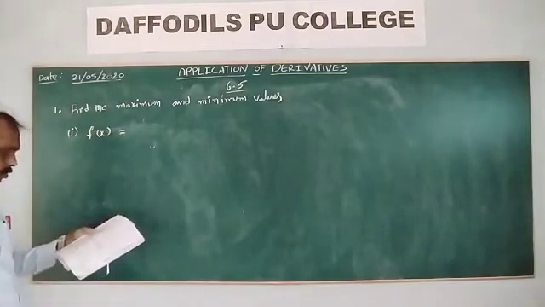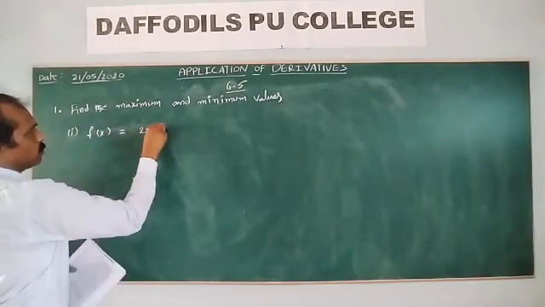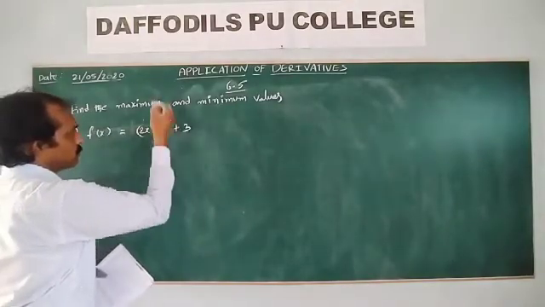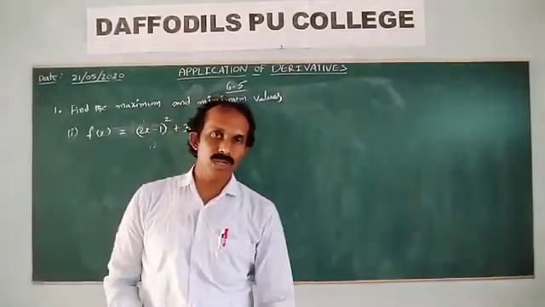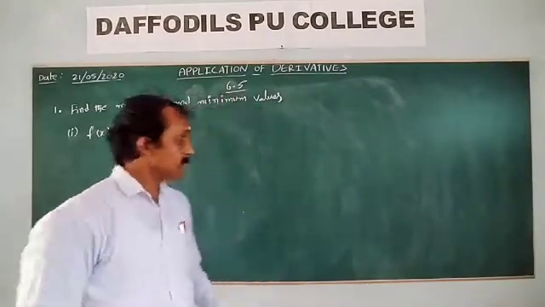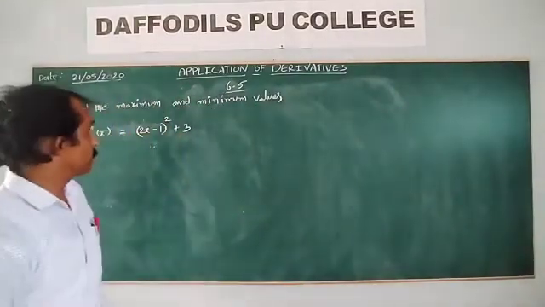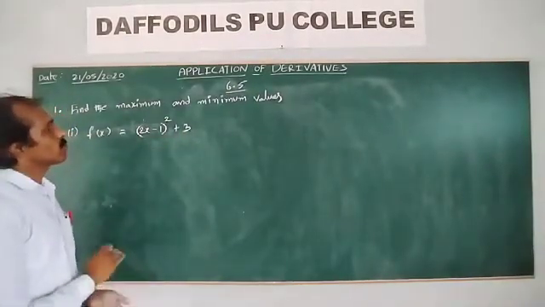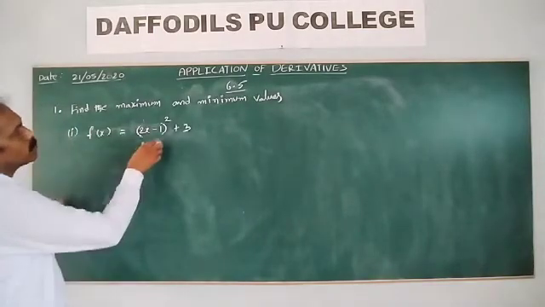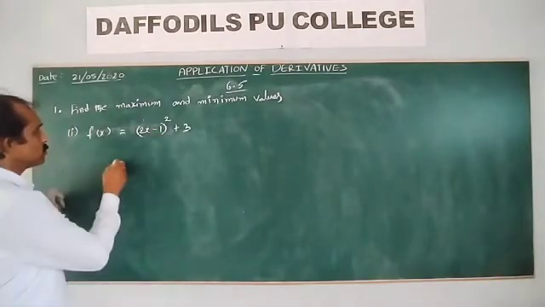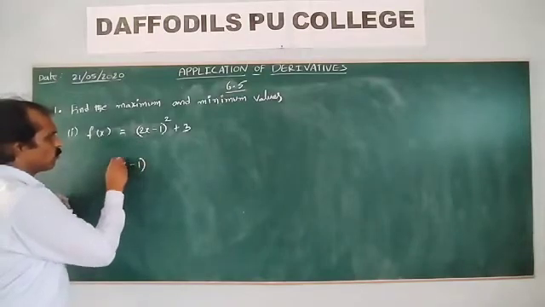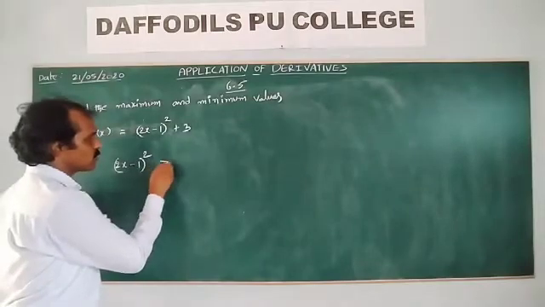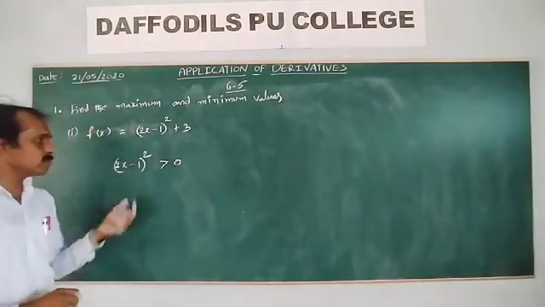f of x is equal to 2x minus 1 whole square plus 3. They just ask the maximum value. Okay, without using the derivative also we can do this one. Suppose 2x minus 1 whole square is always greater than or equal to 0 or not. Okay, it is greater than or equal to 0. Why? Because it is a whole square for any value.